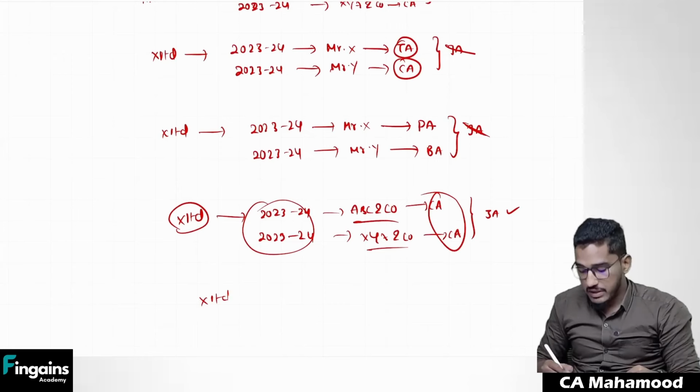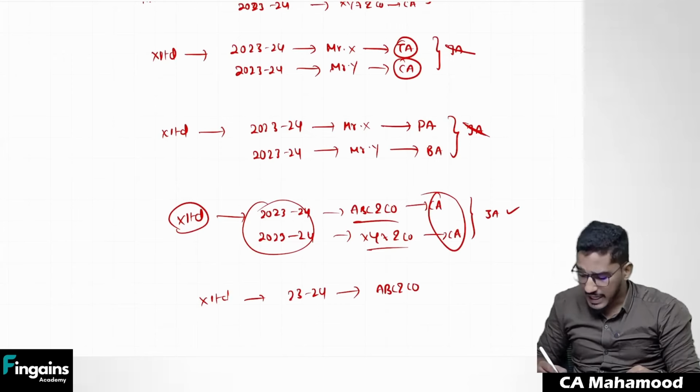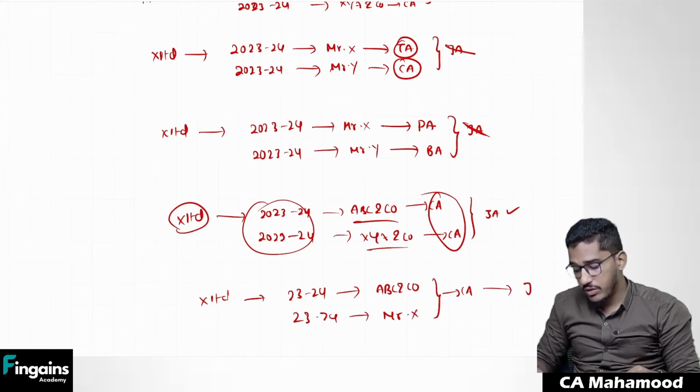Or X Limited company, for the financial year 2023-24, they have appointed a firm ABC and Co, and for the same financial year, they have appointed another individual practicing chartered accountant, Mr. X. Both are conducting company audit. Both are signing the audit reports. Can we call it a joint audit assignment?